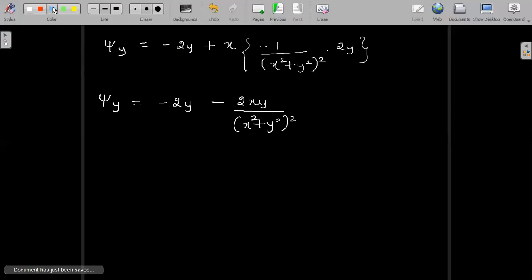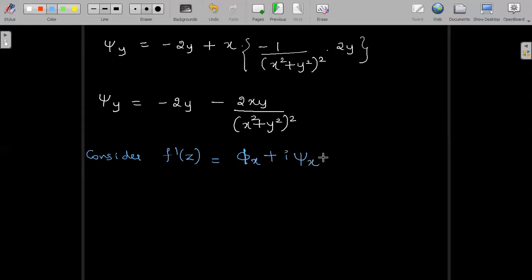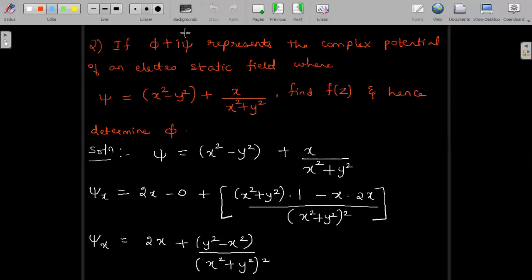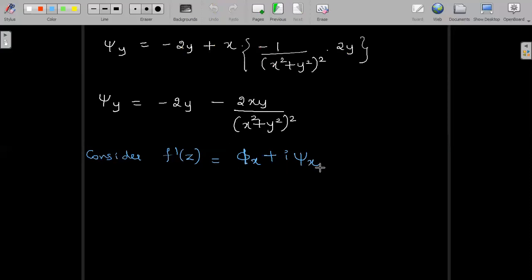Now, keeping the psi x and psi y, we need to consider the expression for f dash of z. So consider the formula for f dash of z. So f dash of z is given by u x plus i v x. Given function was of the form phi plus i psi instead of u plus i v, so we had to write it in that form. Here it will be phi x plus i into psi x.